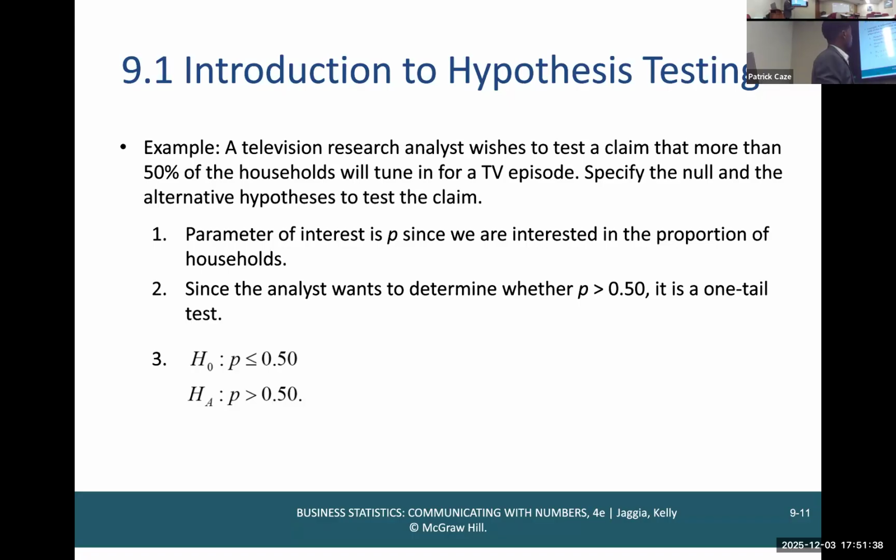So if you look at the wording again, a claim that more than 50% of the households, that's our indication that this is a one-tailed test. And it's telling us which direction it wants to go in. So the probability, the P: our null is P is less than or equal to 0.50, okay? Our alternative is P is greater than 0.50, okay? So we know that for this particular example, we are choosing a direction.